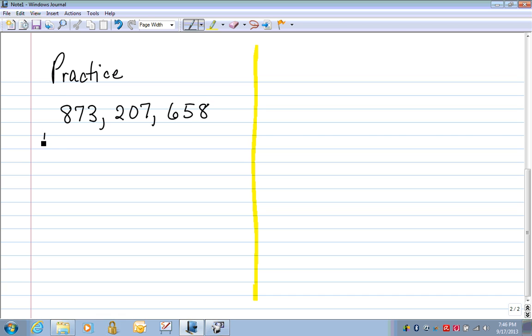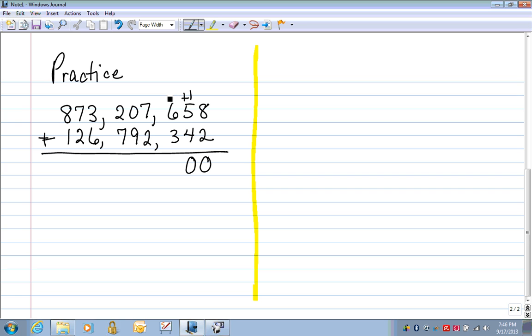873,207,658 plus 126,792,342. 8 plus 2 is 10. I put my 0 and add my 1 to the next place value because I can't put a 10 in a single space. So I have to move the 1 over. 5 plus 1 is 6. 6 plus 4 is 10. I put my 0 and again I place my 1.